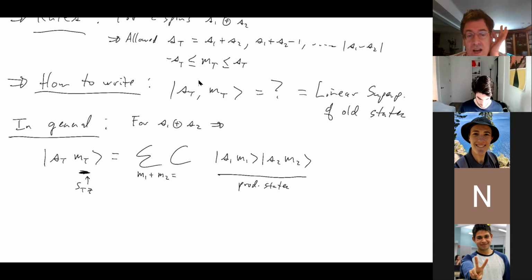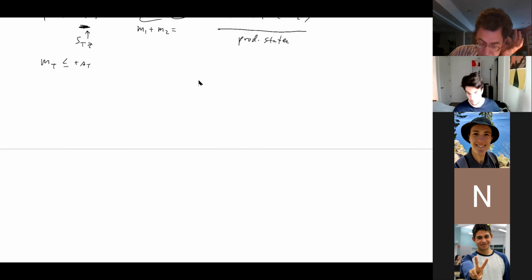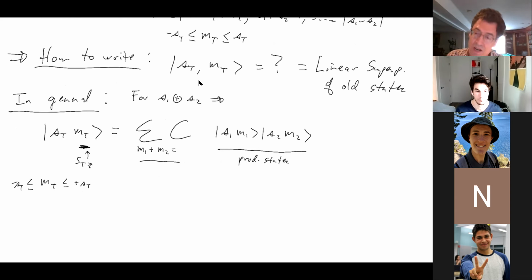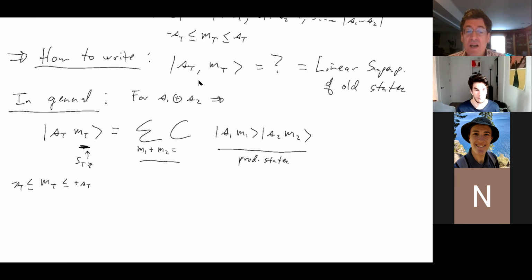S total. No, not in general, because M total, remember, can be any integer between plus S total and minus S total. But now I'm asking about this sum, M1 plus M2, for the product state. It has to equal what? M total. Exactly, that's exactly right.